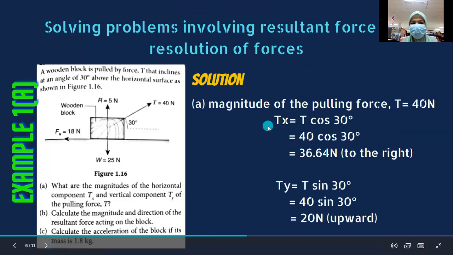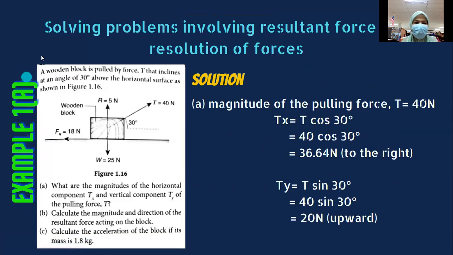We have an example here. Example 1 is solving problems involving resultant force and resolution of force. A wooden block is pulled by force T. The wooden block is being pulled by force T. Make sure you understand the question. The force is inclined at an angle of 30 degrees above the horizontal surface, as shown in figure 1.16.